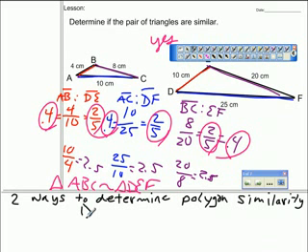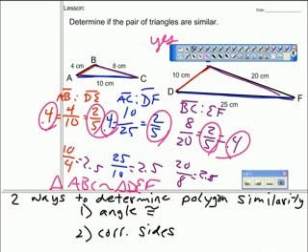First way was angle congruence. All the 8 corresponding angles are congruent. The second way was corresponding side ratios are equal. Those are my 2 ways.